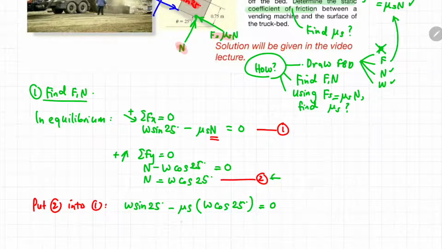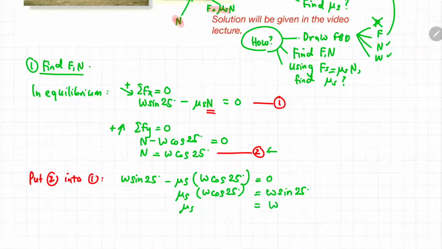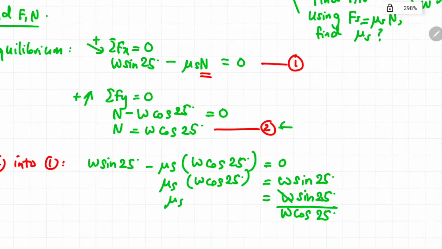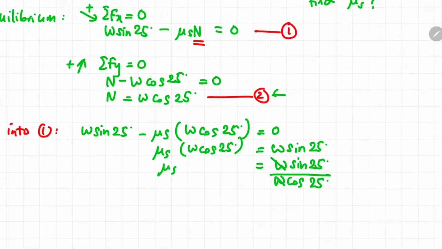Okay, let me just rearrange this particular equation. On the left side, it becomes mu s multiplied with W cos 25. Imagine that I'm transferring it to the other side. It will be equivalent to W sine 25. Okay, now if I were to transfer the W cos 25 into the right side of the equation, then my mu s would become W sine 25 divided with W cos 25. Okay, so you see this W can be cancelled out and sine over cos is equivalent to tangent. So that is basic trigonometric rule.